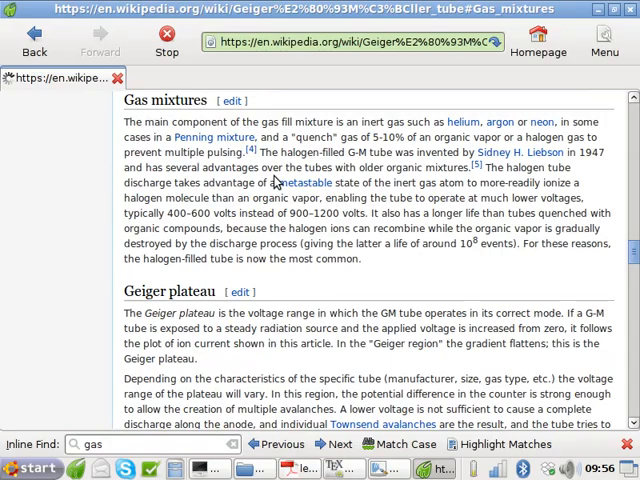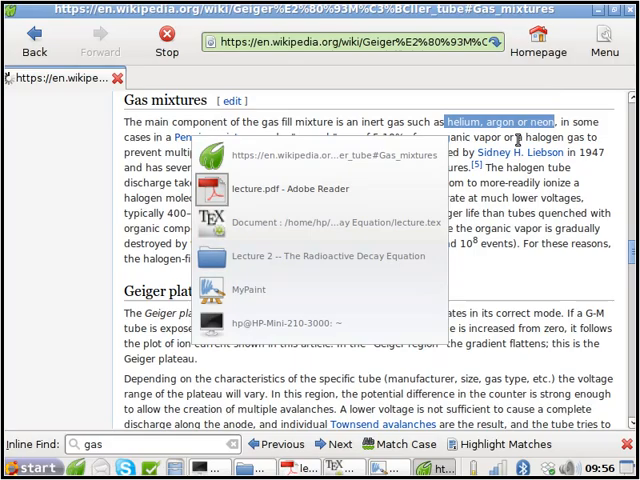Yes, I was right, neon was one of the gases, but not the only gas. You can also use helium or argon. Okay? Helium, argon, or neon. You don't need to know that, but I just wanted to check what gas goes inside of it.